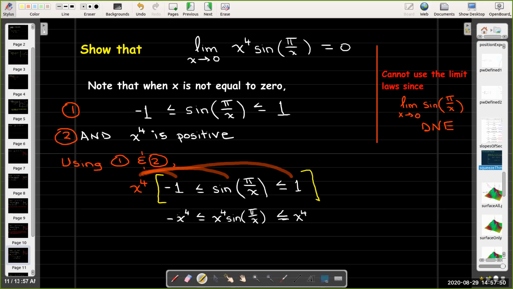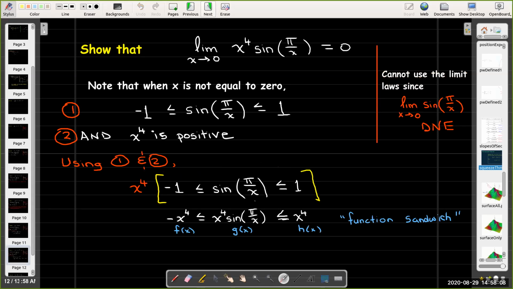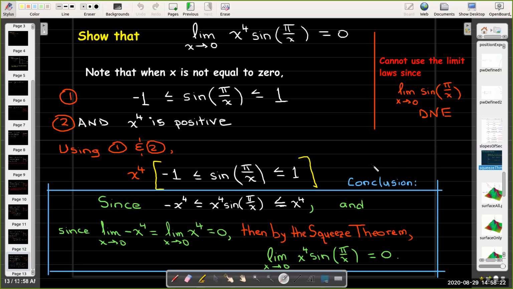And after I do that, I'll have negative x to the power of 4 is less than or equal to x to the power of 4 times sine of pi over x, which is less than or equal to x to the power of 4. So now I've got my function sandwich. G is in the middle, I've got f underneath and h on top. The only thing that's left is for me to write the conclusion of this statement.